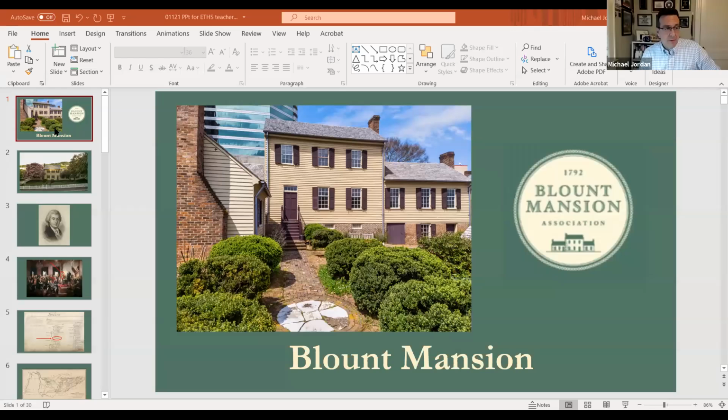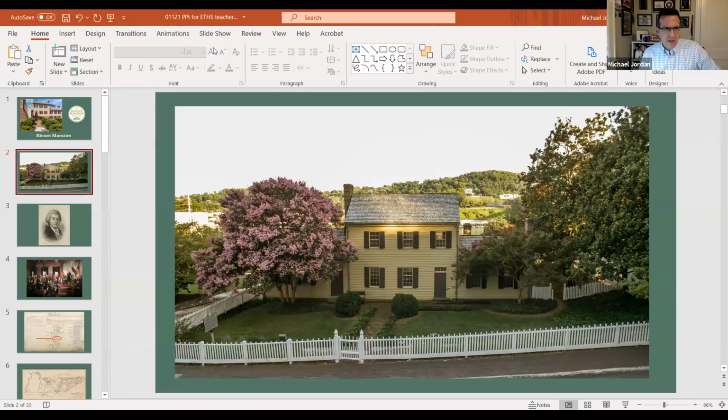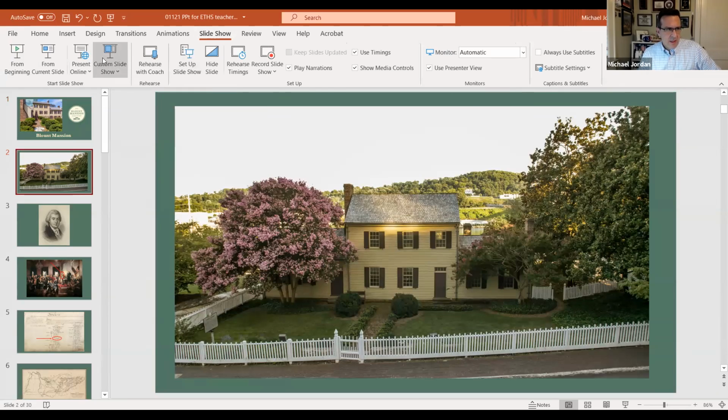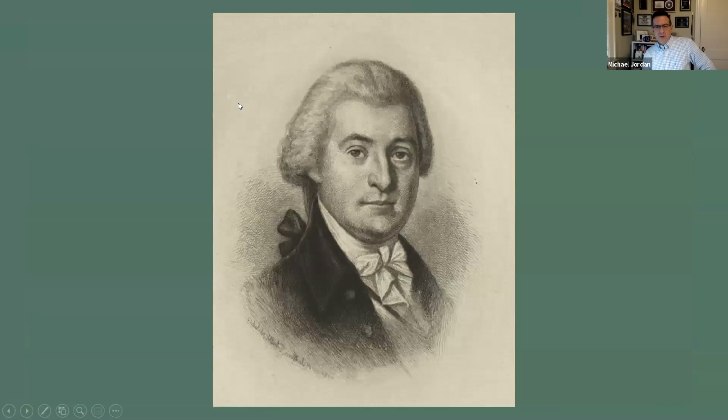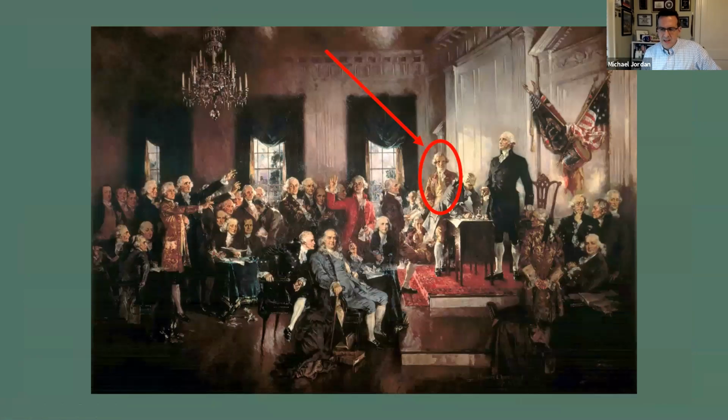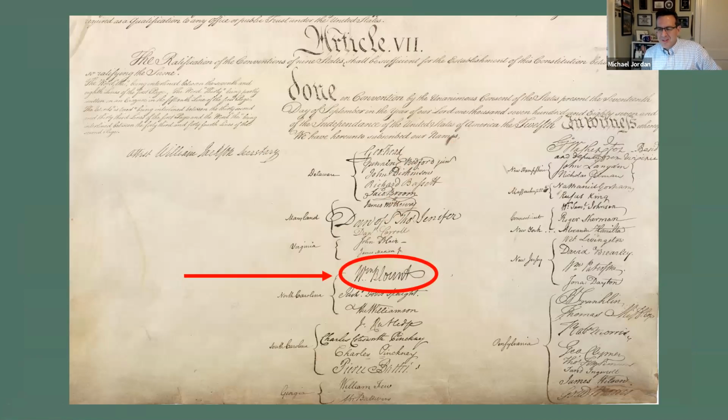My name is Michael. I'm the Director of Marketing and Public Relations at Blount Mansion. So Blount Mansion, as Dave said, is a circa 1792 house museum in downtown Knoxville. It was built for William Blount. He was a signer of the U.S. Constitution from North Carolina, and this is from his Instagram feed on the day that they signed the Constitution. Just kidding. There's his signature on the signature page of the Constitution.